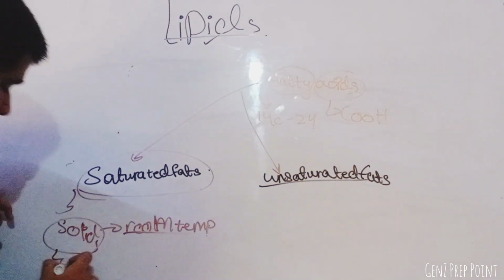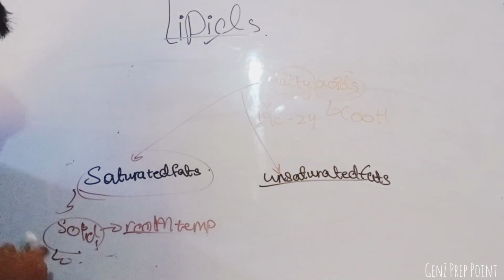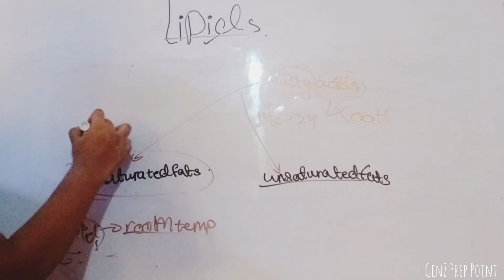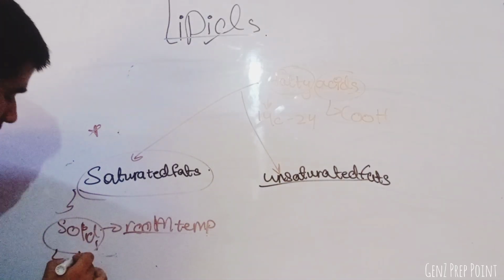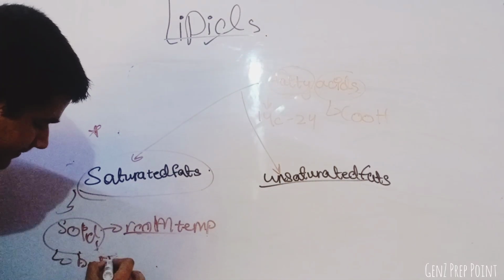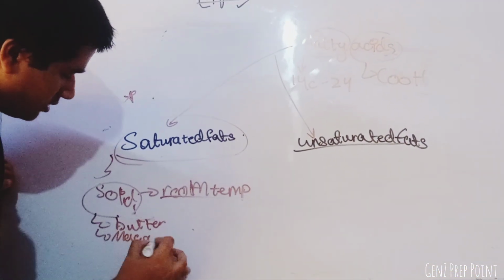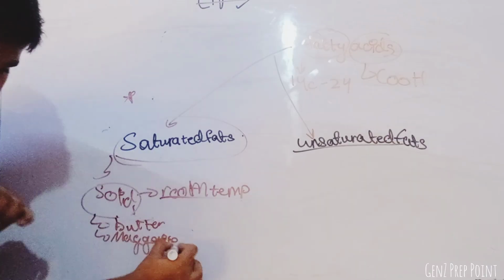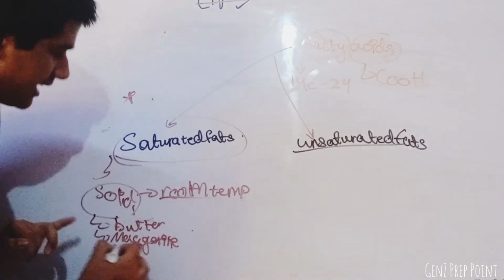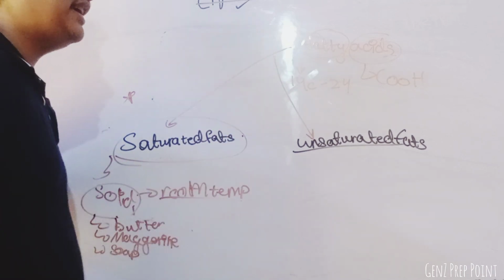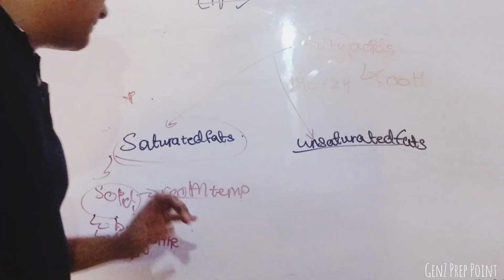What are the examples? Our syllabus requires us to know this. Important for ATP. Make a star on it and say it is important for ATP. What is it? Solid butter, also known as margarine, same meaning. And also soap. Now you are already saying in your minds why fatty acids are involved in soap. That's none of our business. It is involved in the soap.